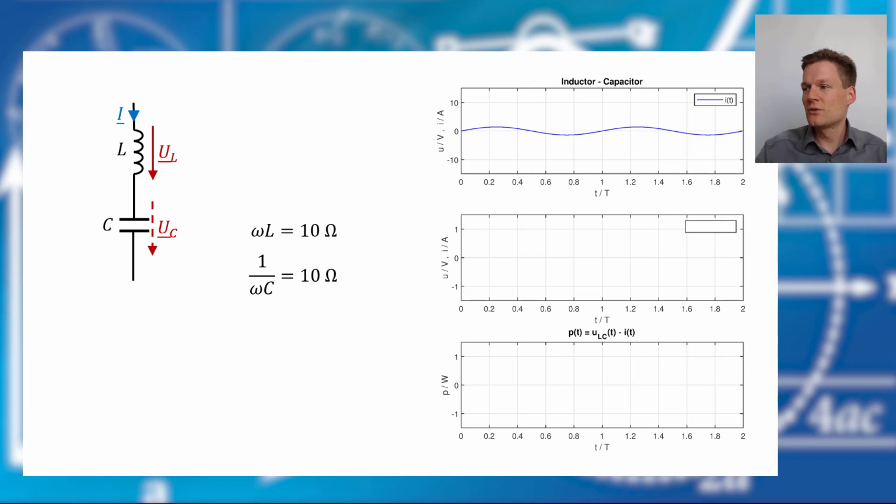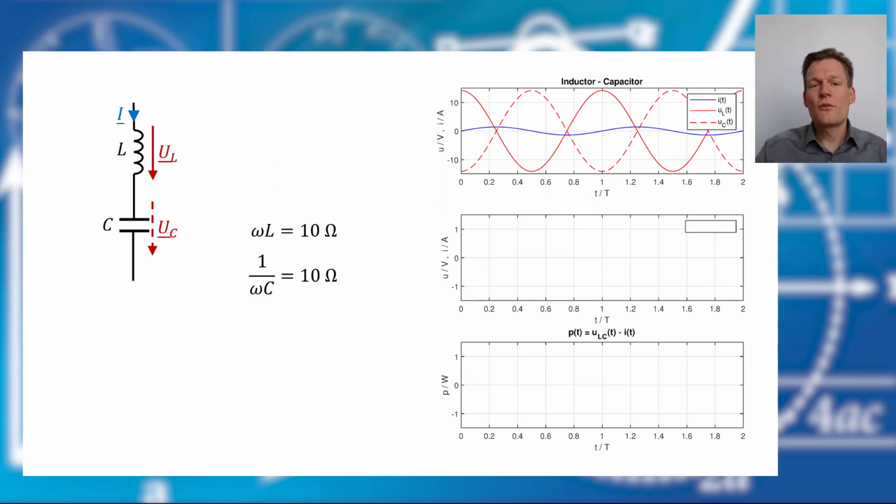And this leads to a voltage drop at the inductor. We have a phase shift of 90 degrees. The voltage is leading. And at our capacitor, we also have a 90 degrees phase shift, but this time the current is leading.